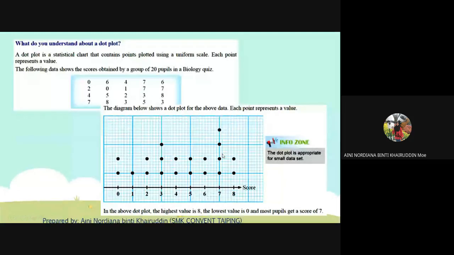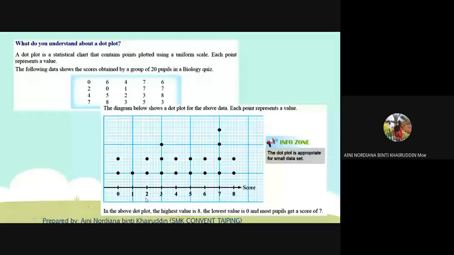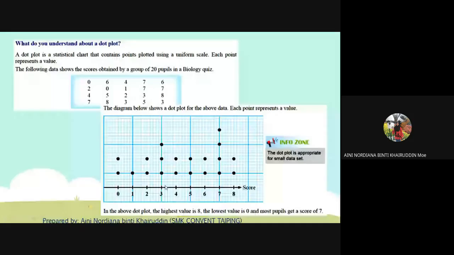Letakkan skor kat bawah ni, anak panah macam ni. Bergantung kepada kita punya data. Kalau data tu start dengan kosong hingga paling tinggi adalah 8 kan, so letaklah 0, 1, 2, 3, 4, 5, 6, 7, 8. Okay, dah ada skor ni, baru buat plot, baru buat dot.